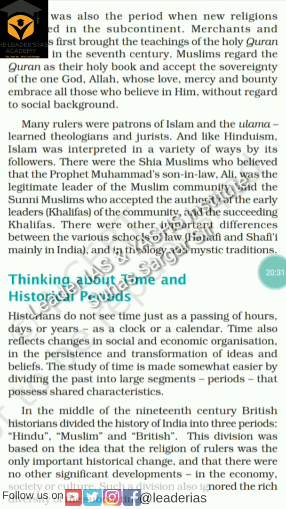Many rulers were patrons of Islam and the ulama, learned theologians and jurists. And like Hinduism, Islam was interpreted in a variety of ways by its followers. There were the Shia Muslims who believed that the Prophet Muhammad's son-in-law Ali was the legitimate leader of the Muslim community, and the Sunni Muslims who accepted the authority of early leaders, the Khalifas of the community, and those who succeeded the Khalifas. There were other important differences between the various schools of law, Hanafi and the Shafi, mainly in India, and in theology and mystic tradition.